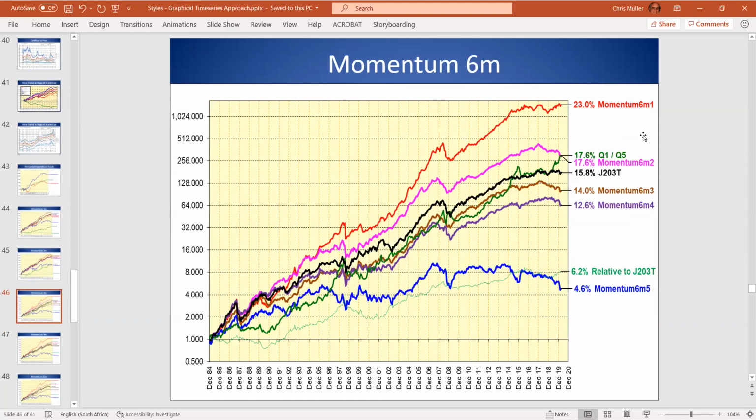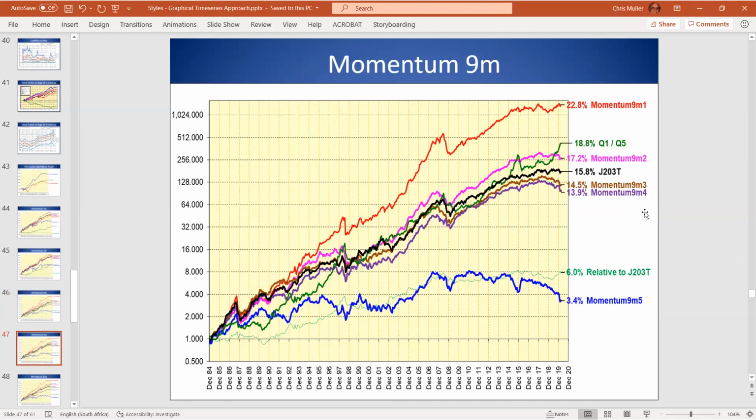Wow. I'm starting to see a big difference, 23% versus 4. For my hedge fund, I'm using momentum. I'm going to have low momentum in my shorts and high momentum in my longs. Look at that. And look at this green line. This green line is showing a relative between quintile 1 and 5 of 17% per year.